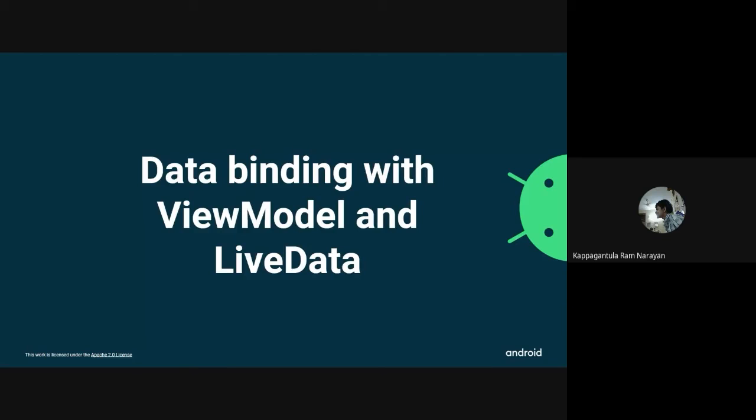And the same thing is applied to live data also. You just create a reference of this inside your XML file using data binding. You call the binding object whenever necessary, and it's going to get updated accordingly. That's all. Next slide.